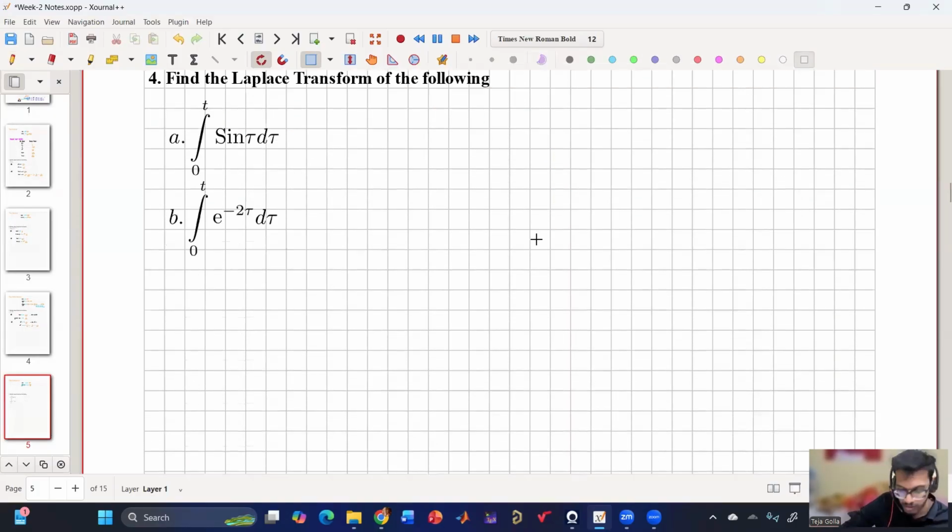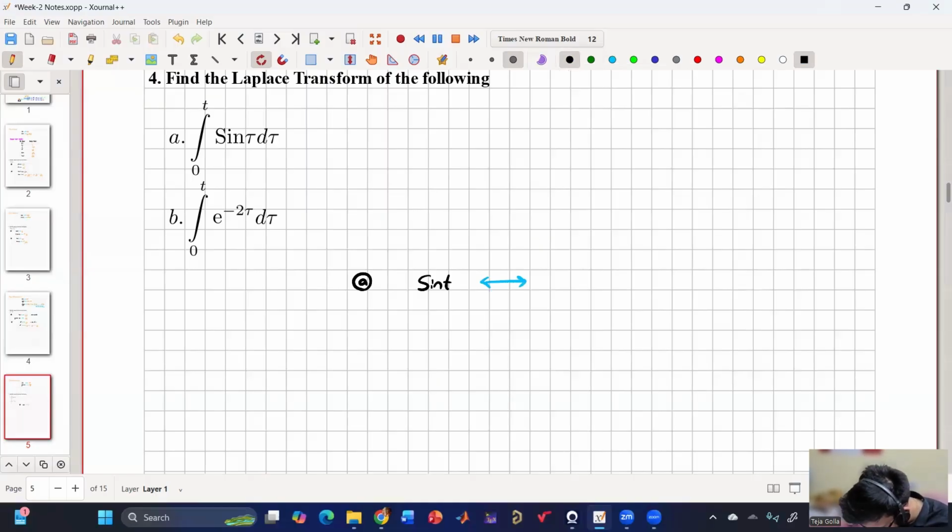Here I have considered two very simple examples. I hope all of you should be able to do this. If we consider part one, sine tau, you know, what is the Laplace transform of sine t? Anyone?